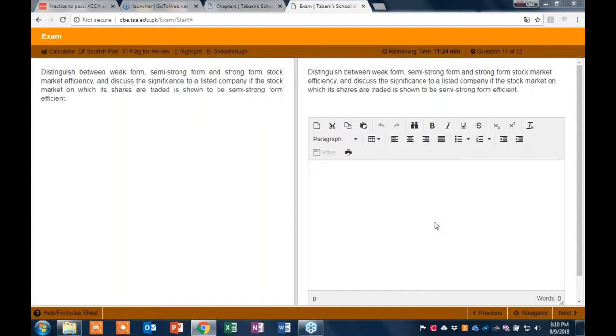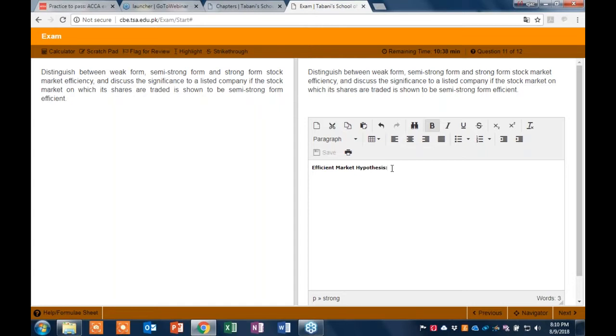Okay. Distinguish between weak form, semi-strong form, and strong form stock market. Well, all these things relate to efficient market hypothesis. Well, what is efficient market hypothesis and what does it have to do with our business valuation topic? What is its significance and what are weak, semi-strong, and strong form efficiencies?